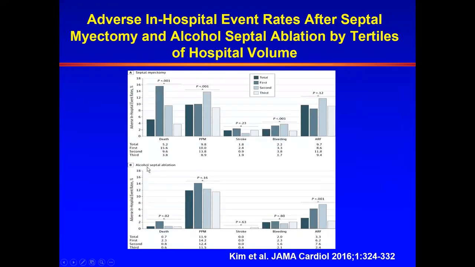This is the impact. If you divide them by tertiles, the first, the second, and the third tertile that does the most volume, problems, be it with myectomy or with ablation, are most likely in those that do the least procedures.